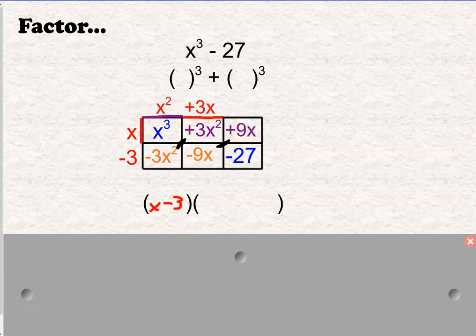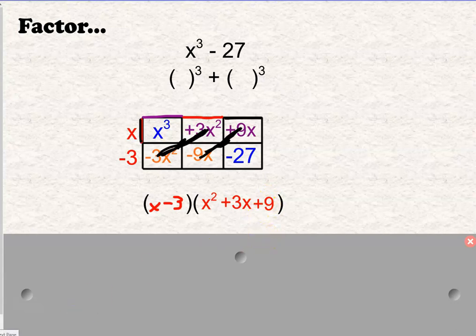Now, let's check what we have going on so far. We know this length right here is x. We know this area is 9x. So what would that make this length right here become? Well, it would become a 9. And if this length was a 9 and this length was a negative 3, doesn't that give me a negative 27? And when we look at the big box, don't these cancel each other out completely, as do these? So my factored form of x cubed minus 27 is x minus 3 times x squared plus 3x plus 9.